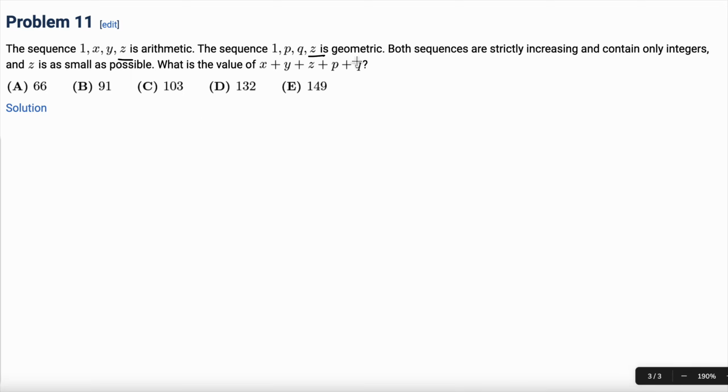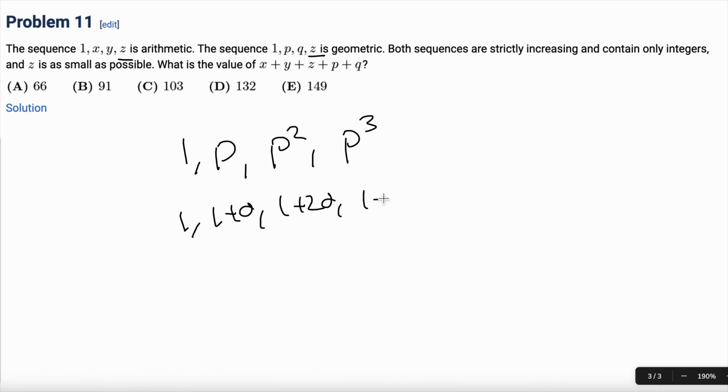So let's just take a look at the geometric sequence first. We're going to have 1, p, which is the common ratio, and so it's going to be something like this, where z equals p cubed. And next, let's look at the arithmetic sequence. It's going to be, for some d, which is some common difference, 1 plus d, 1 plus 2d, and 1 plus 3d.